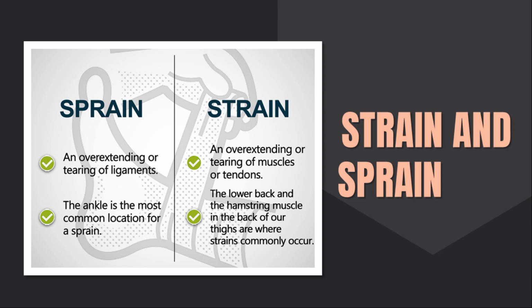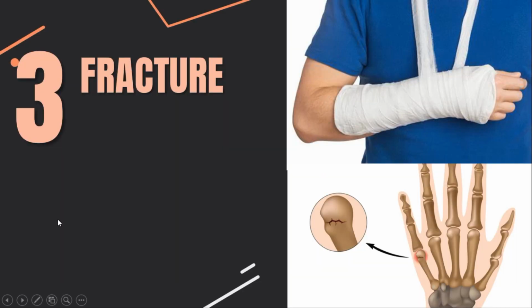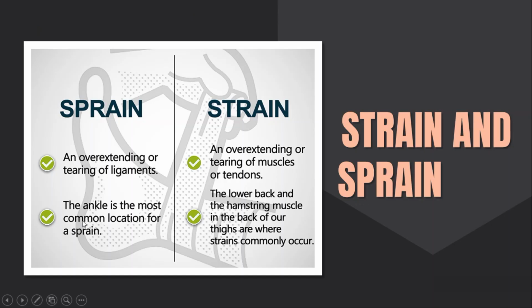Okay, so para mas mabilis nyong maintindihan, let us differentiate the difference between strain and sprain. Pag sinabi natin, class, na sprain, this is all about the overextending or tearing of ligaments. Pag sinabi naman natin strain, this is all about the muscles or tendons. Okay? And another thing, pag sinabi natin sprain, commonly sa ankle siya nagkakaroon. Okay? Or commonly, ankle yung pinaka-involved na body part natin.